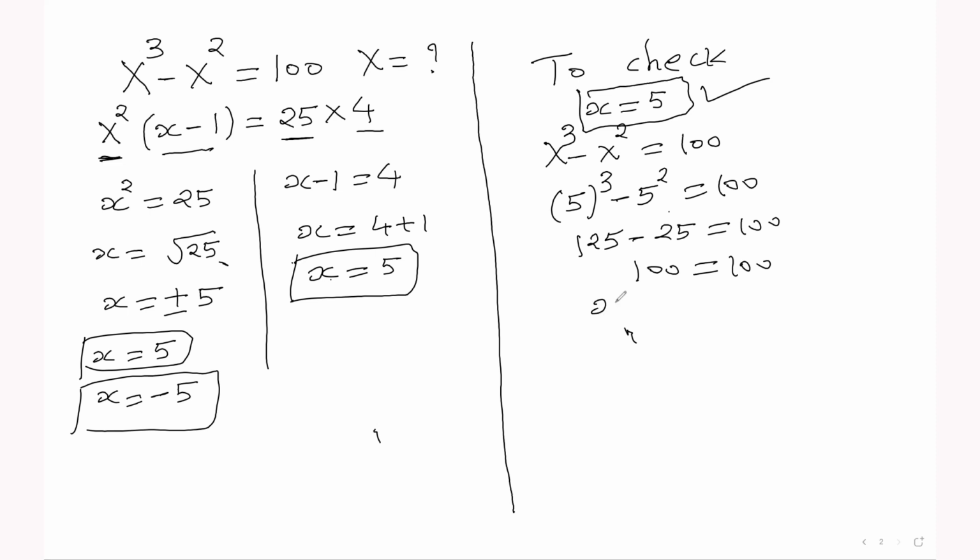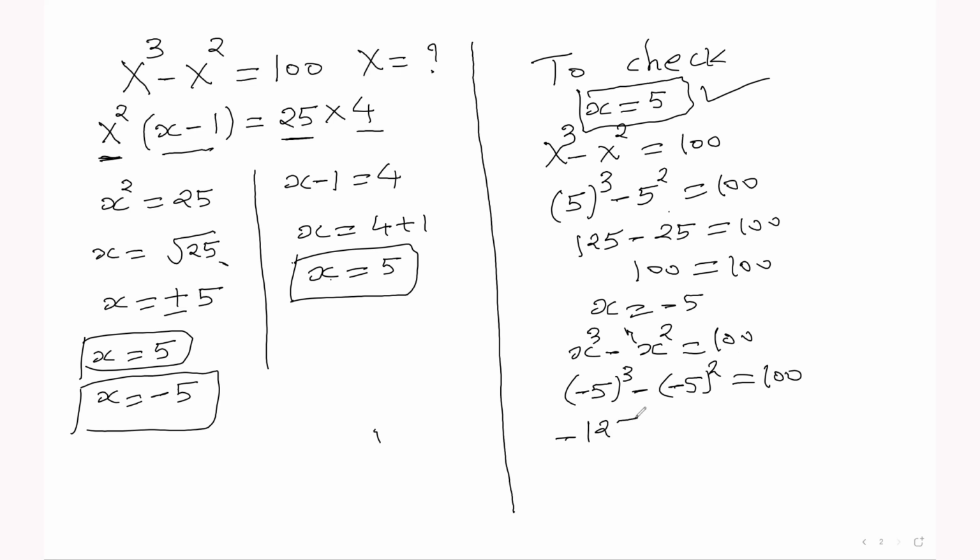Now I'll check for x equal to minus 5. So I'll put the value again in the equation x cube minus x square equal to 100. So minus 5 cube minus 5 square equal to 100. If we do minus 5 whole cube, that will be negative 125.